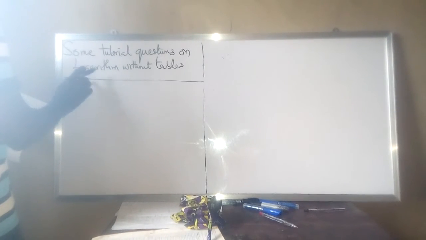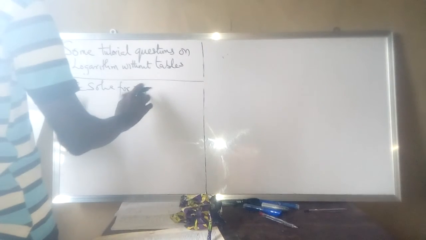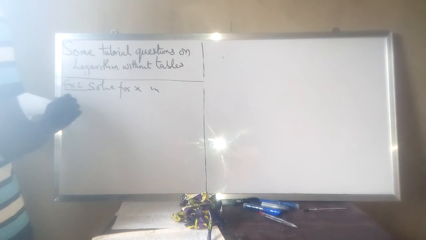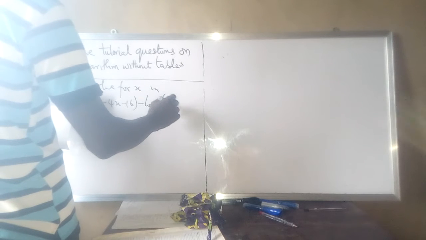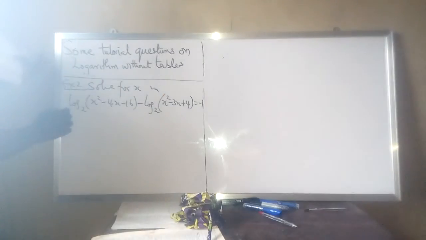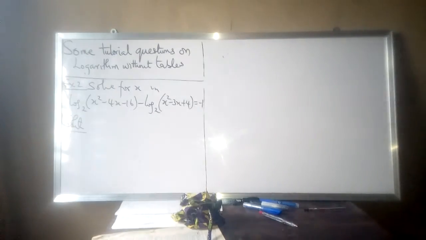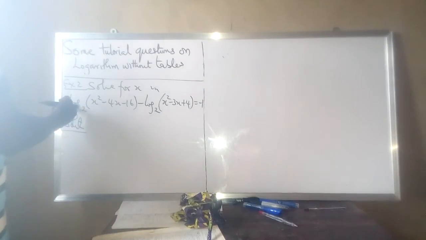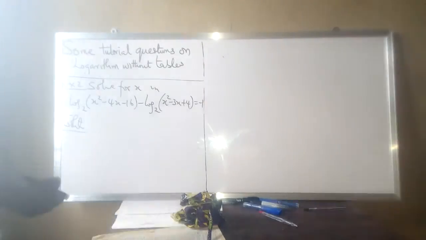Now, in example 2, we have to solve for x. Solve for x in log(x squared minus 4x minus 16) base 2 minus log(x squared minus 3x plus 4) base 2 is equal to minus 1. Okay, so how do we solve for x here? Let's look at it. Now, we're looking at this given question. We observe clearly that we have log base 2 in the first two expressions, but on the right hand side of the equation we have minus 1.